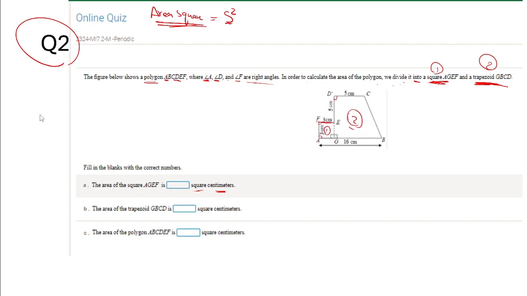Okay, this side 3 and this side 3, this side 3 and this side 3. So the area will be S squared. So it will be 3 multiply 3. So it will be 9.